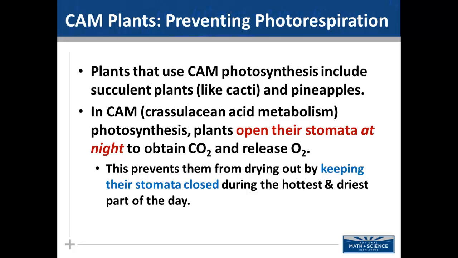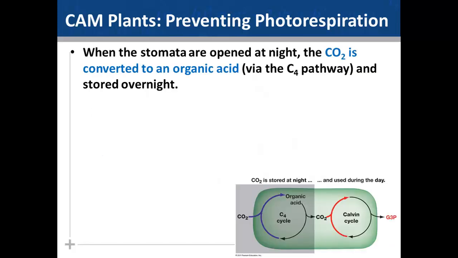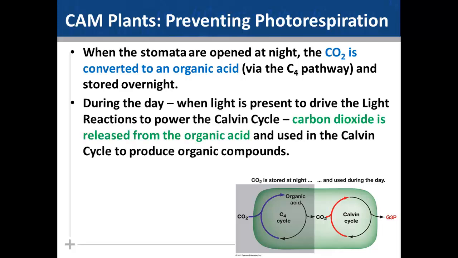Okay. Now, when their stomata are open at night, the carbon dioxide is converted to an organic acid, okay, as you can see in the diagram there at the bottom right, via the C4 pathway, so much in the same way. Okay, so malic acid is produced, and it's stored overnight. So the carbon dioxide comes in, and it's stored overnight as an organic acid. Now, the carbon dioxide cannot be used at night, even though it comes in at night.